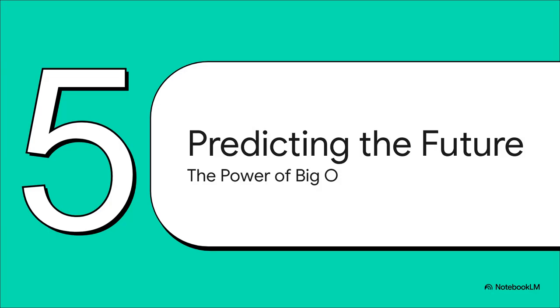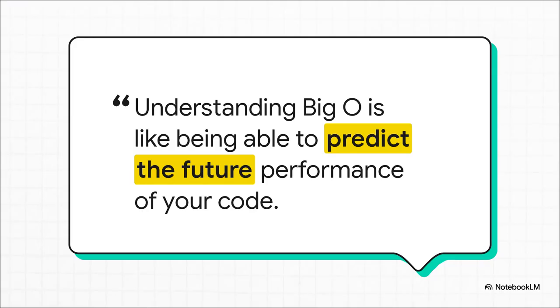And this is really the whole point. The power of Big O isn't just about fixing slow code that you've already written. It's about something much more powerful. Honestly, this is the key takeaway for the whole thing. Understanding Big O is like having a crystal ball for your code. You can look at two different ways to solve a problem and predict with almost total certainty which one is going to crash and burn when it hits 1 million users.